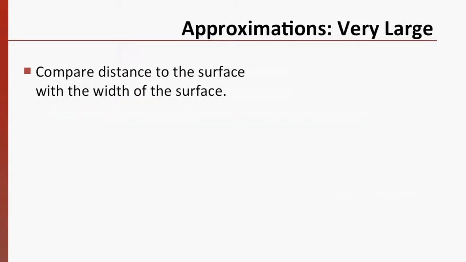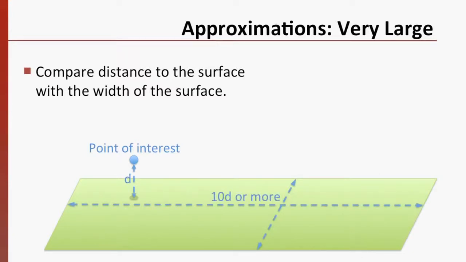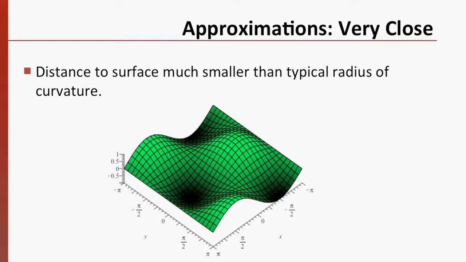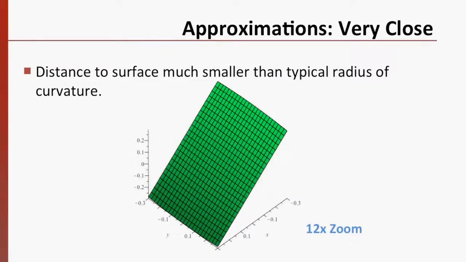Here's an example of the first approximation. Compare the distance from your point of interest to the object to the size of the object itself. If the smallest dimension of the object is 10 times your distance from it, you can rely on a very good estimation from Gauss's law, even if your plane really isn't infinite. To use the other approximation, we want a situation where the curvature is very small in the place we care about. For example, it would be very difficult to find the field at this point. However, if we zoom in, we can reach a point where the surface looks like a flat plane. Finding an estimate for the field at this point will be much easier.